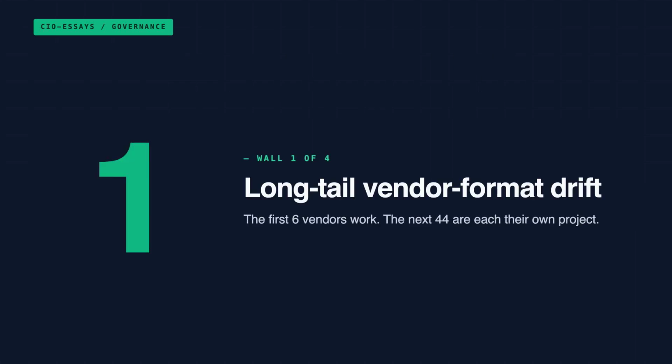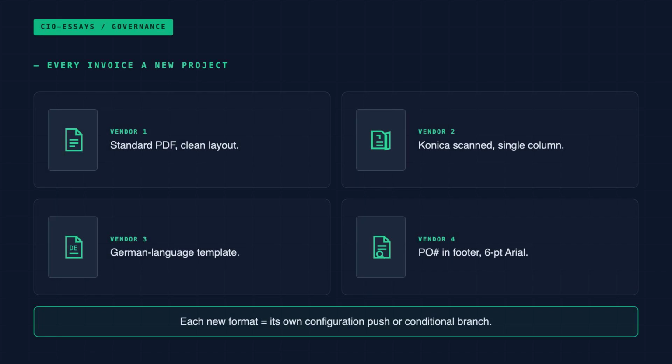Wall 1. Long-tail vendor format drift. The first flow handles the email pattern you tested it on. Customer sends a PDF invoice. Flow uses AI Builder or Form Recognizer to extract line items. Result lands in SharePoint. Clean. Works.